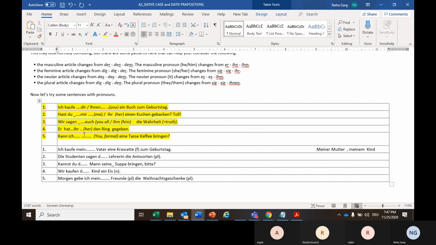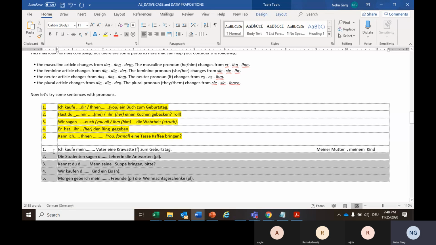Kann ich Ihnen eine Tasse Kaffee bringen? Yes. So Ihnen in a formal way. If you have to write it in an informal way, then dir. Kann ich dir eine Tasse Kaffee bringen? Can I bring you a cup of coffee? Eine Tasse Kaffee, a cup of coffee.